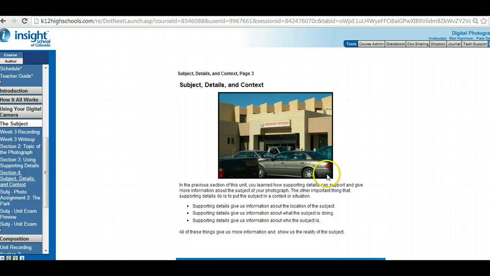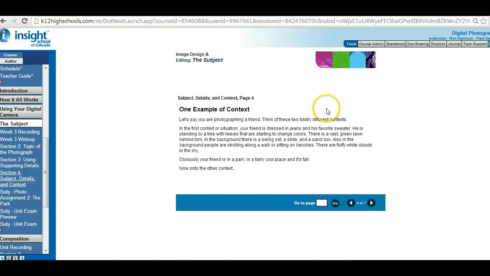So if we take a look at this, in the previous section we learned about how supporting details can give a lot of information about the subject. The other important thing is supporting details, they put the subject in context, meaning supporting details give us information about where the picture was taken, what the subject was doing, and finally who the subject is. So supporting details, the context, is what you see within the picture that gives you the whole story. And the context is all related to the subject.